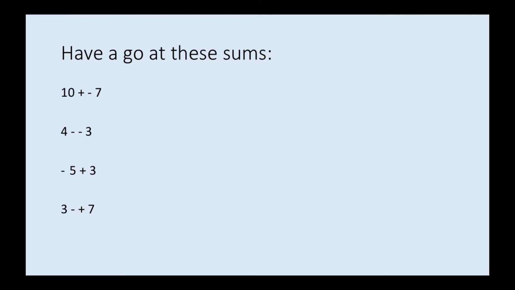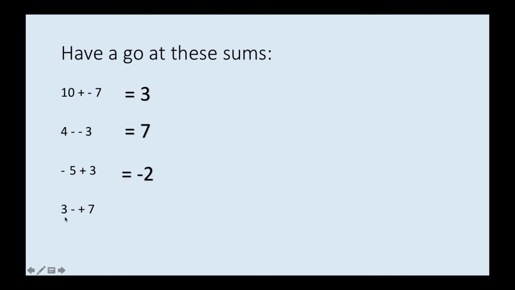So if you've paused the video and had a go, let's start with the first one, 10 plus -7. The minus always wins, I also like to think, so this doesn't matter. So 10 minus 7 is 3. This is the rule where the 2 minuses in the centre join together to make a plus. So 4 add 3 is 7. And then here we have -5, so you're £5 overdrawn, and you add £3 to your account. Now you're only -2 overdrawn.